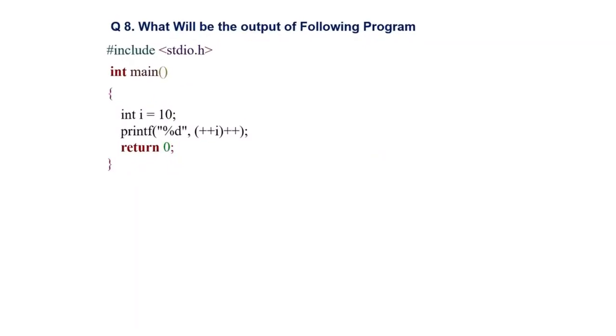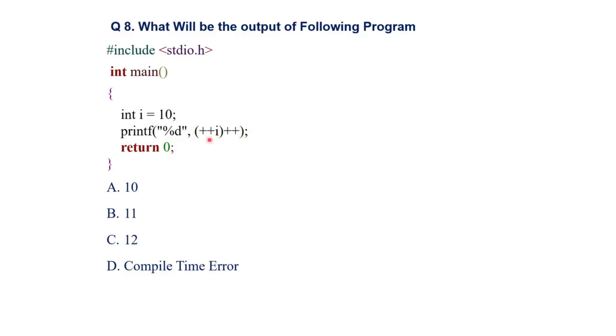So this is our next question. What will be the output of the following program? And these are the options from where you have to select one correct answer. So let us see this program. In this program, integer variable I is declared and is initialized with the value 10. And in the next statement, the value of this expression will be displayed.